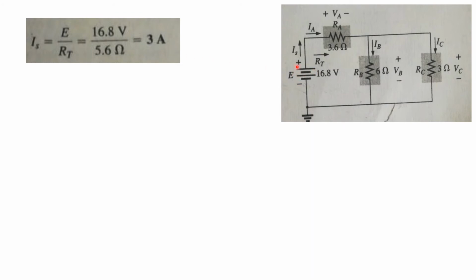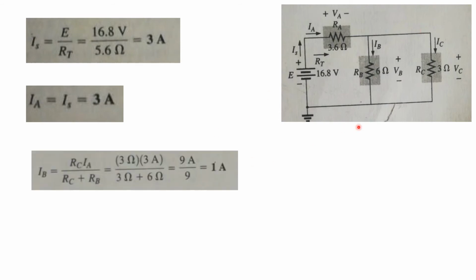Now from the figure you will see that this IS is flowing through this shaded region whose current is IA. So we can write that IS is basically equal to IA, which is equal to 3 ampere. Now when this current reaches this point, it splits into two parts, IB and IC. So using the current divider rule, we can find the value of IB.